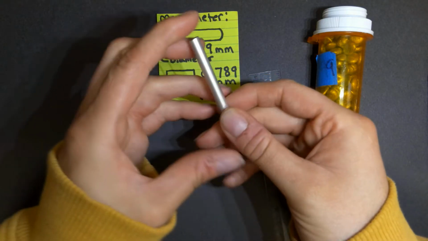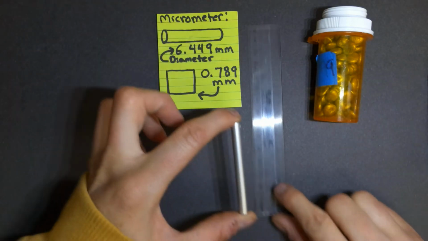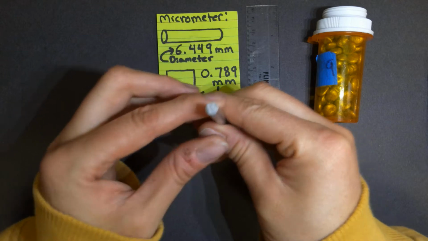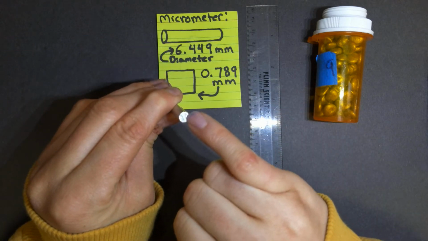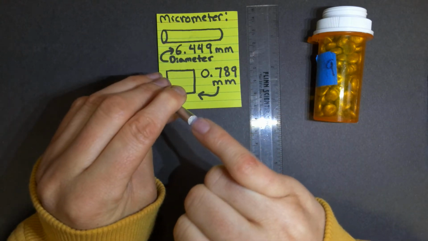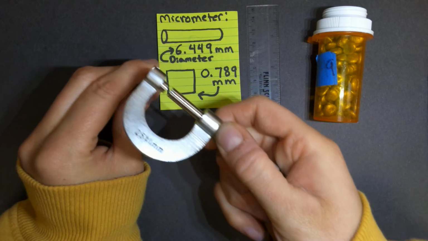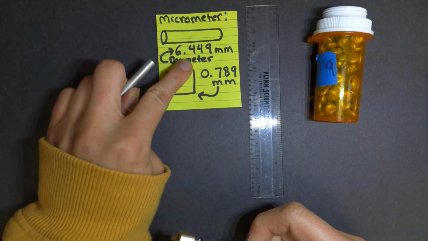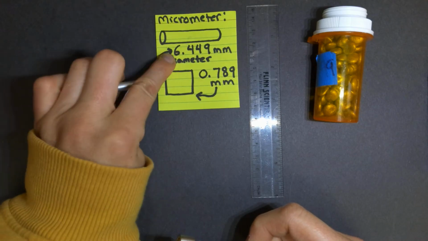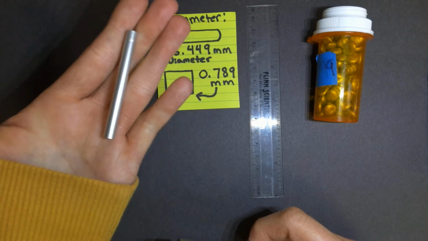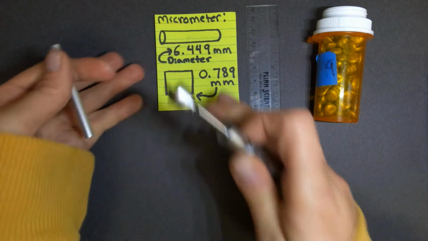For the cylinder, we are going to use the ruler to calculate the height, and then to calculate the radius, or the diameter, it's a little bit difficult. So again, I took my handy dandy micrometer, I measured it for you, and I wrote the value there. That is the value you will use to calculate the volume of the cylinder.